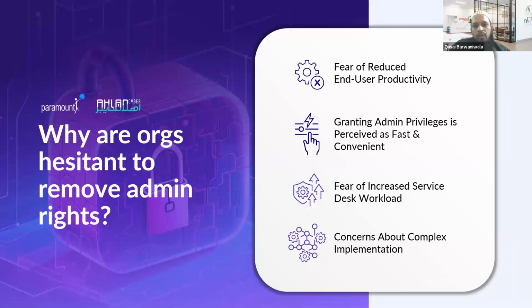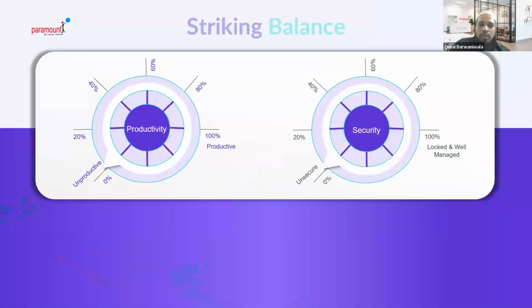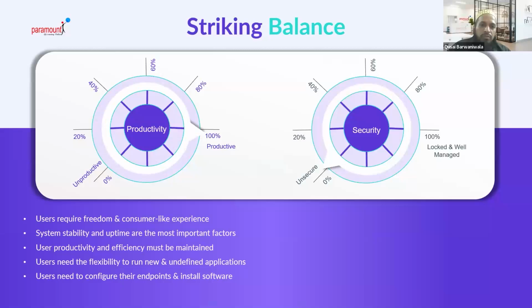And they don't want help desk tickets to be opened every time. They need some power, right? This is exactly where we go to the next slide, talking about striking balance, right? Striking balance between productivity and security. You don't want unproductive users, right? You want a productive environment. So users will require freedom.